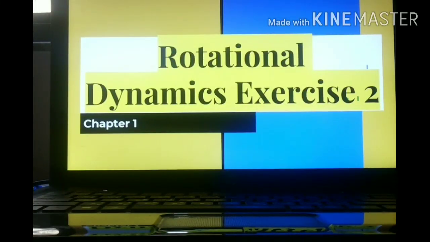Hello students, today we'll be starting with rotational dynamics exercise 2. This is the last lecture of this chapter, as we'll be trying to wind up in this lecture by completing all the exercise which was remaining in the previous lecture. Okay, so let's start. There are 2 theoretical questions left and the rest are all numericals.